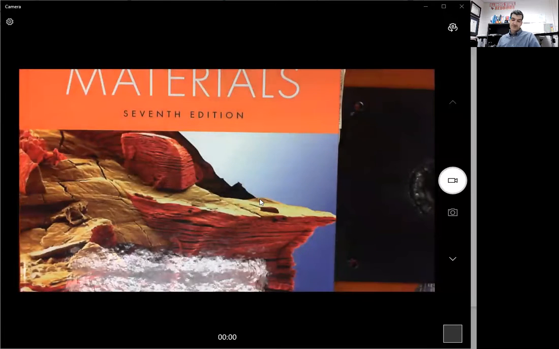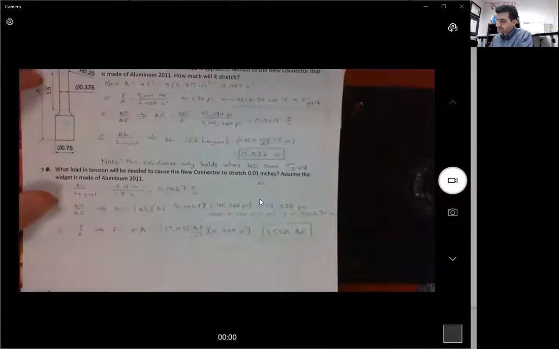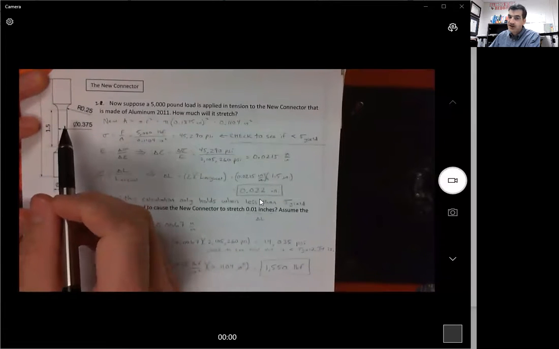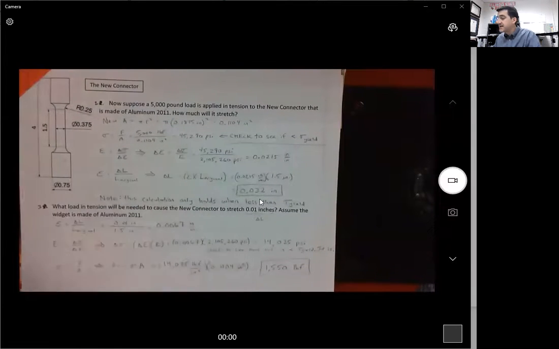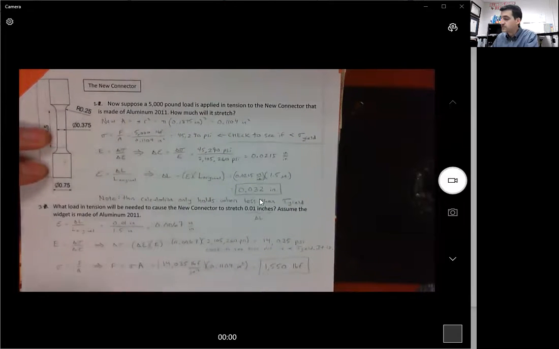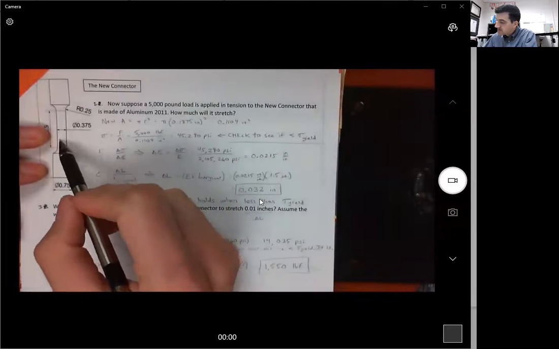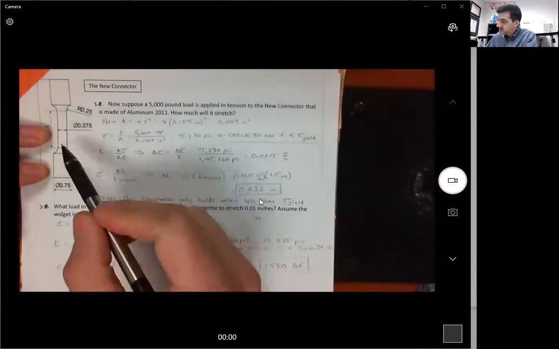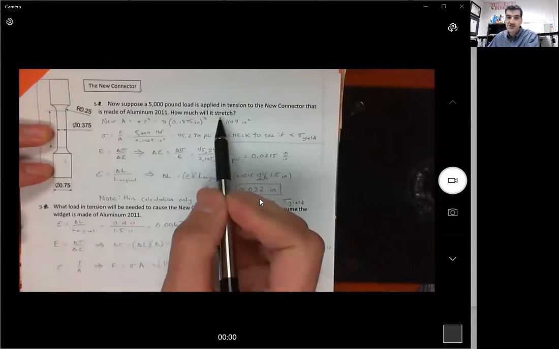And then if I go to the next page, I've got a new specimen called the new connector, and it's made of the same material, which means I can still use all those relationships, the elastic modulus, the stress strain curve, and everything from the previous page, but I've got some new dimensions and maybe I'll apply a different load to it. So now I apply a 5,000 pound load in tension to this, and we want to know how much it will stretch.